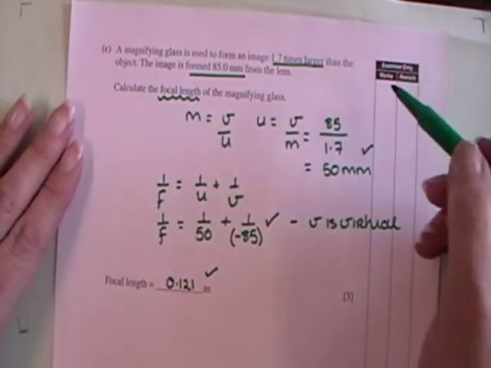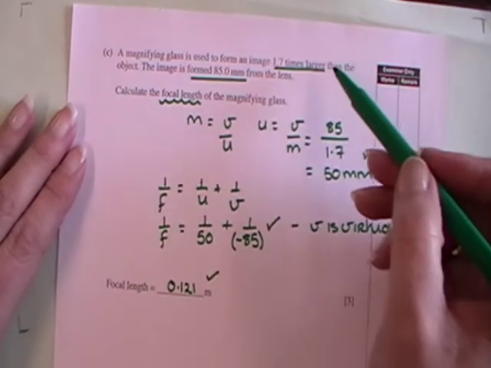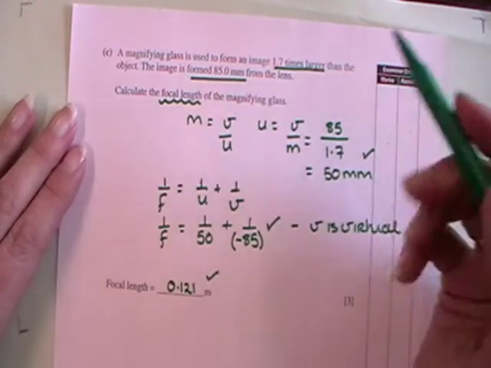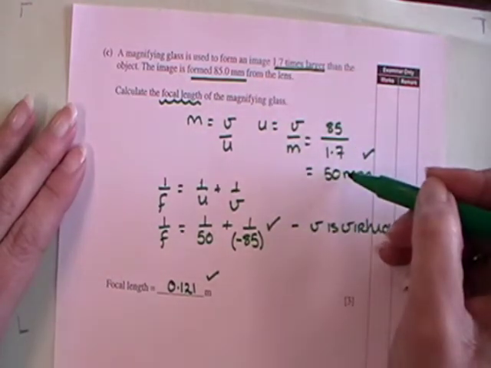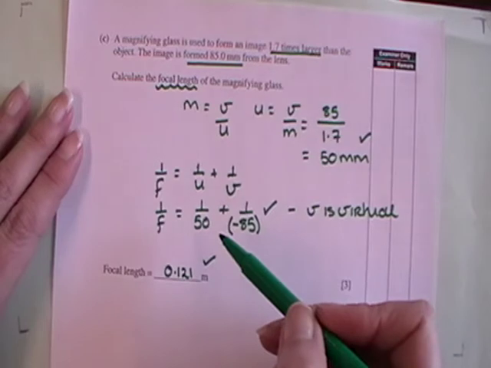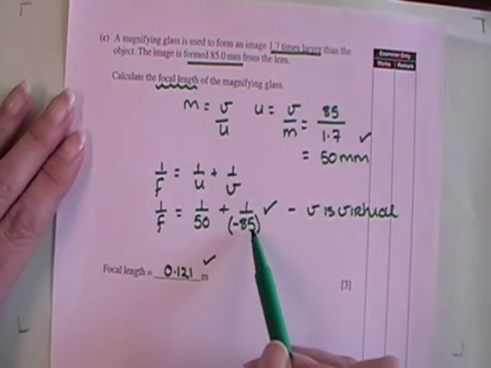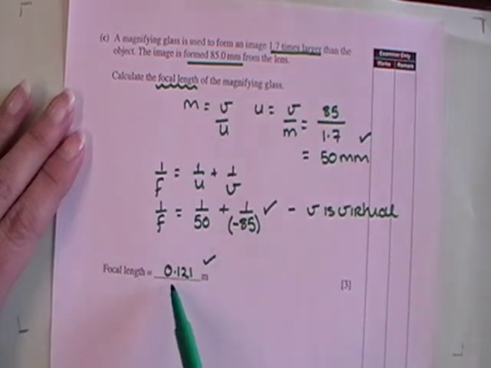And the final part of that question asked us to calculate the focal length of the magnifying lens using the magnification and the image distance. So first off, we found the object distance, then we substituted into the lens law, remembering that we have a virtual image, therefore it's minus 85, gives us a focal length of 0.121.